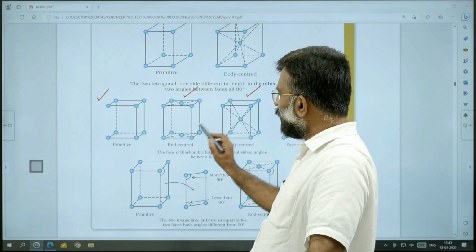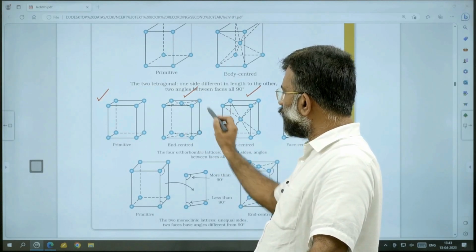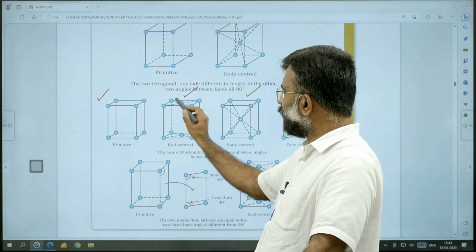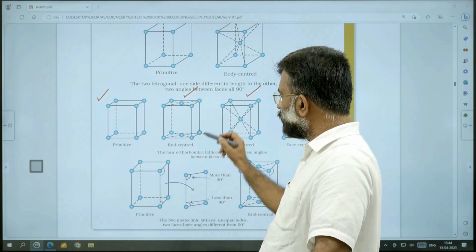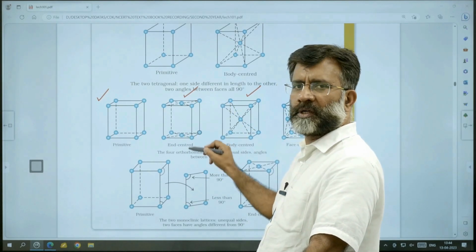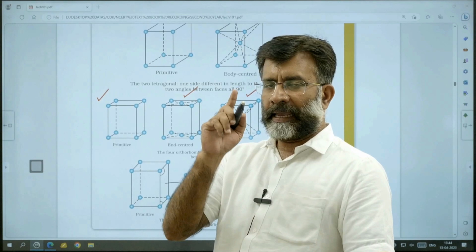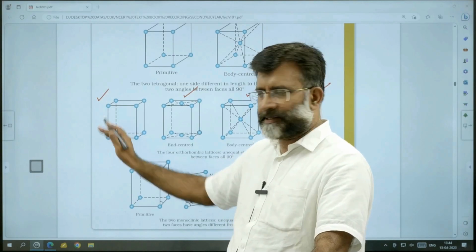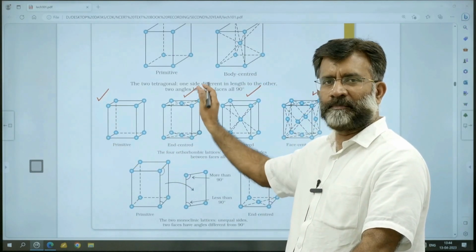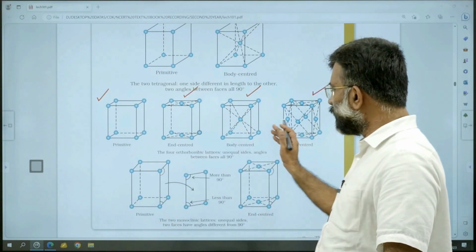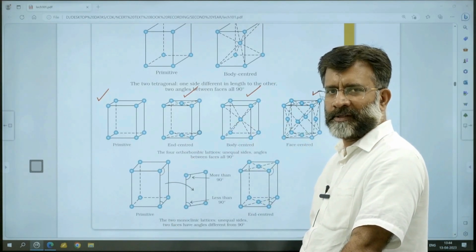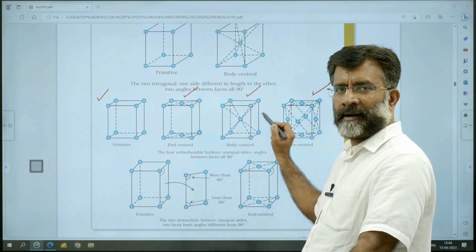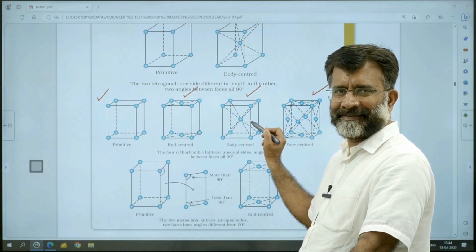What about the other one? This is called the end-centered system. Particles are at corners as well as in any 2 opposite face centers. You see, particle 1, 2, 3, 4, 5, 6, 7, 8 in the corners and 2 particles coming in the opposite face centers only. That is called the end-centered system. Here how many lattice points? 8. Here how many lattice points? 8 plus 2, 10. And the third one, body-centered system. How many lattice points? There are 8 particles at the corner and 1 particle in the body center. 9 lattice points per unit cell.